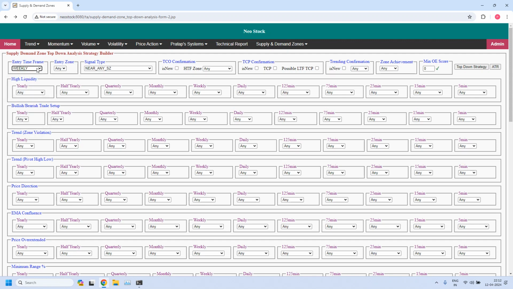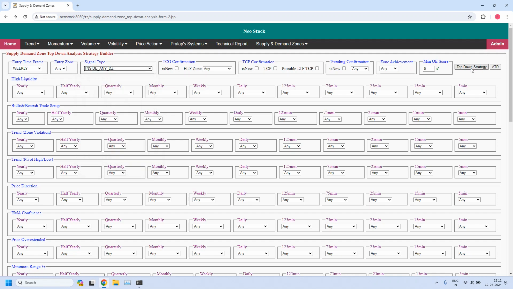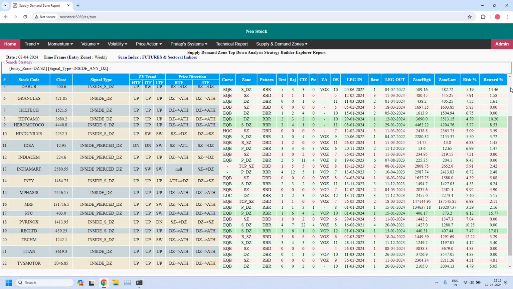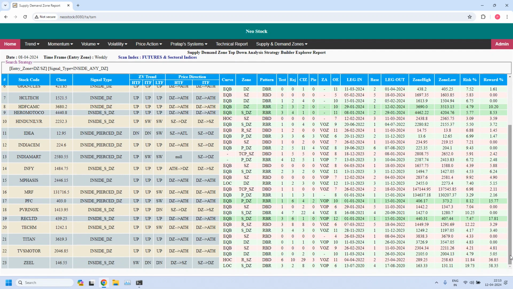For weekly time frame, let us find the stocks where price closed inside weekly demand zone. So these 23 stocks are filtered. These are the first 17 stocks in this report. Let me scroll down. So these are the total 23 stocks. So let me go back.